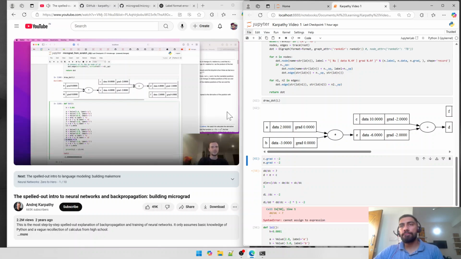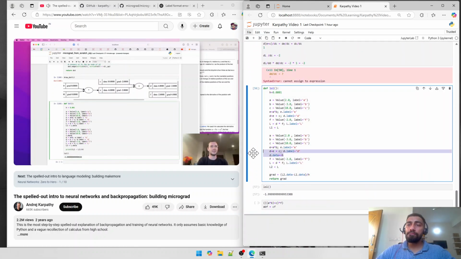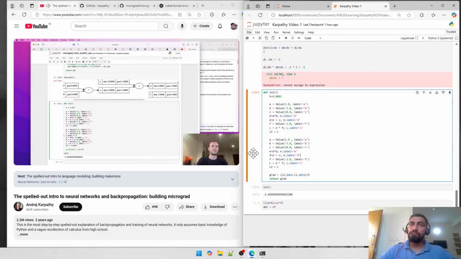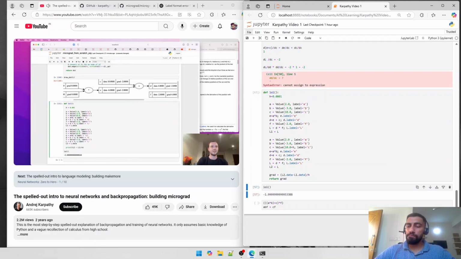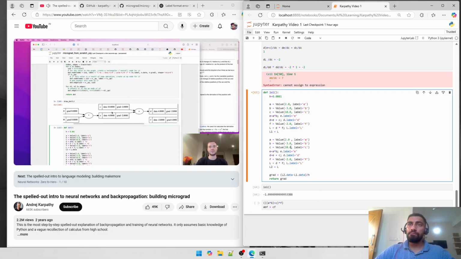So let me remove the plus h here from before, and now instead what we want to do is increment C. So c.data will be incremented by h, and when I run this, we expect to see negative 2. Negative 2. And then, of course, for E, so e.data plus equals h, and we expect to see negative 2. Simple. So those are the derivatives of these internal nodes.